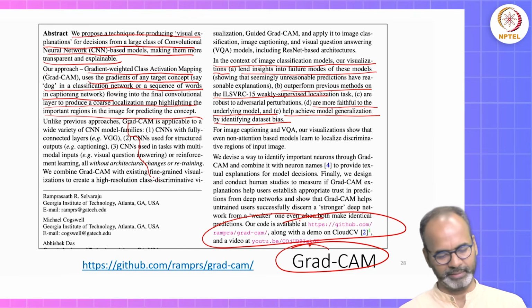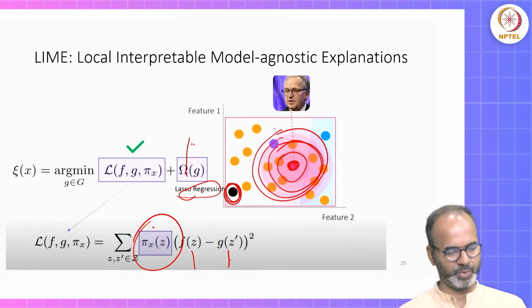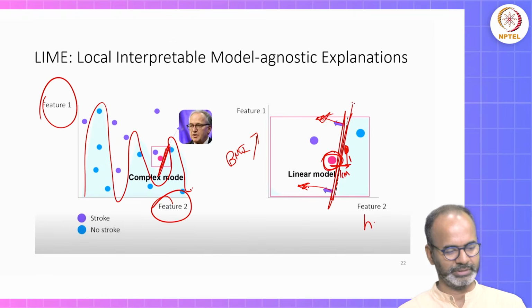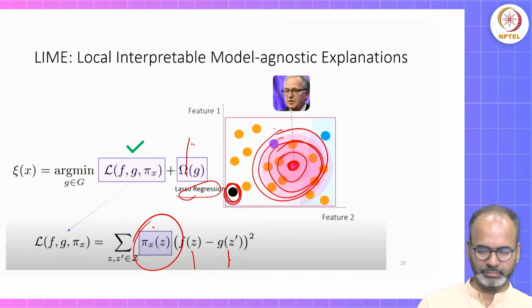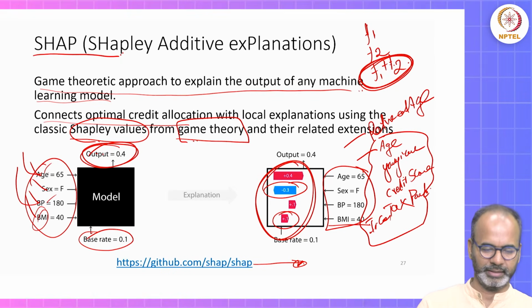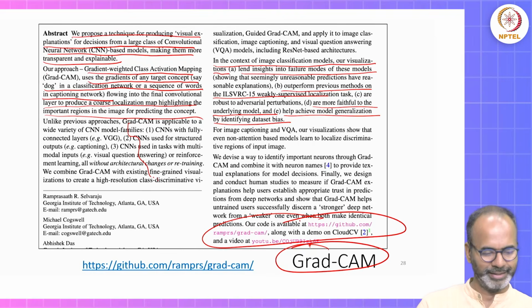Right, so that's Grad-CAM. So what did we do now? We just saw what LIME is. LIME is local interpretable model-agnostic explanations. SHAP is Shapley additive explanations. All of them are explanations again. Grad-CAM is gradient-weighted class activation mapping.